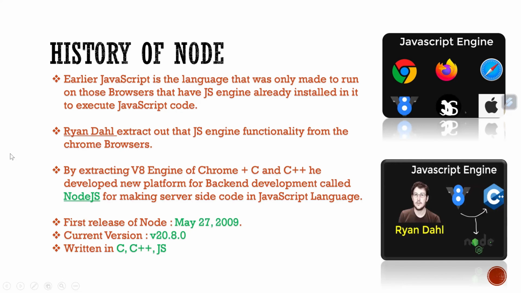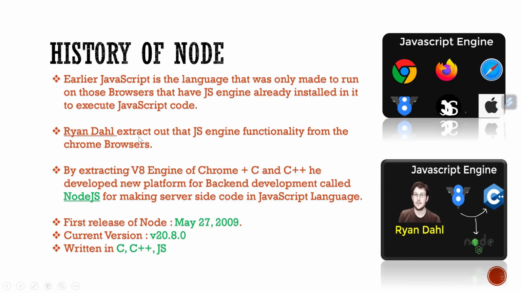Okay. So, history of Node. My first point is earlier JavaScript was a language that was only made to run on those browsers that have an engine already installed in it to execute JavaScript code. But now all this has changed. Now we can also run JavaScript code outside the browser. The one who has done this beautiful task to extract that functionality is Ryan Dahl.